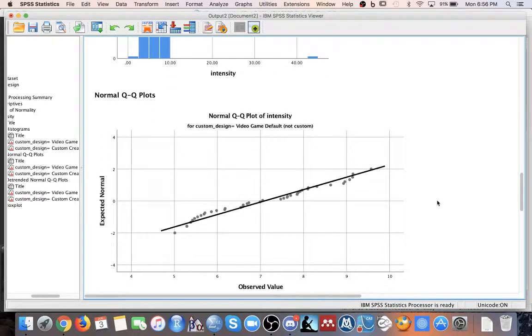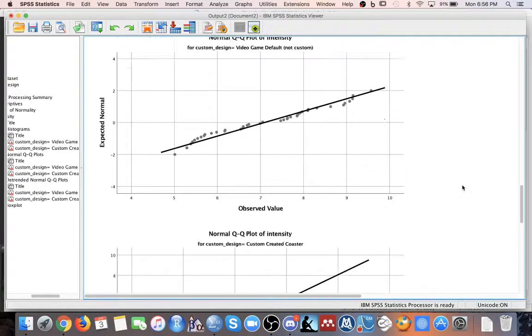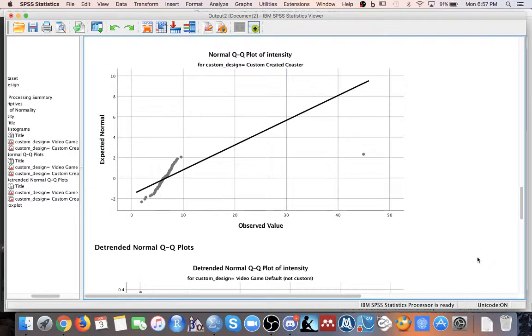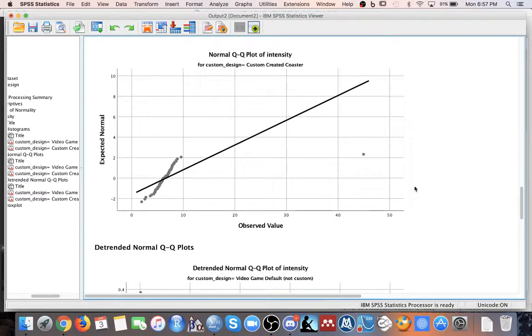Let's look at the QQ plot for the non-custom. Looks pretty good. Things are largely close to this line of what would be expected if it was normally distributed. But here you see that this is very, very different. And this set over here, that line is much, much steeper than it should be. So there's definitely an issue with normality. Once we remove this point here, there might be a better sense of normality.